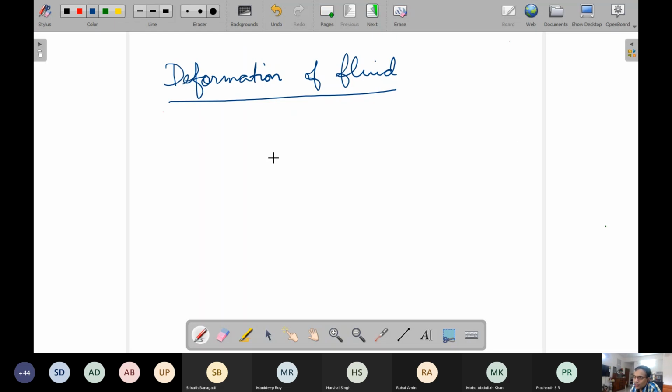So studying the deformation in terms of linear, angular, volumetric, etc., is one of the very important measures of understanding the motion of flow. So we will start first with the description of linear deformation.